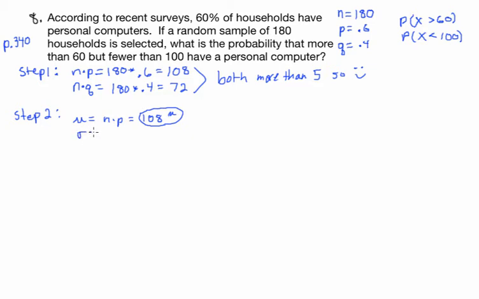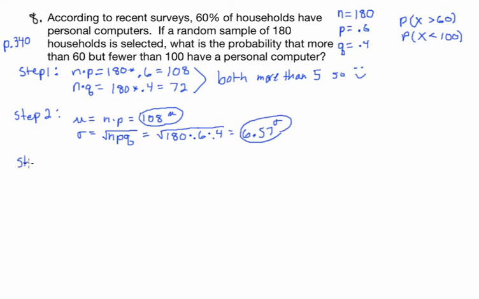Now I have to figure out the standard deviation. Again, I go to my formula sheet, look up chapter 5. Standard deviation for a binomial is the square root of n times p times q. I plug that into my calculator. I get about 6.57. So that's my standard deviation.